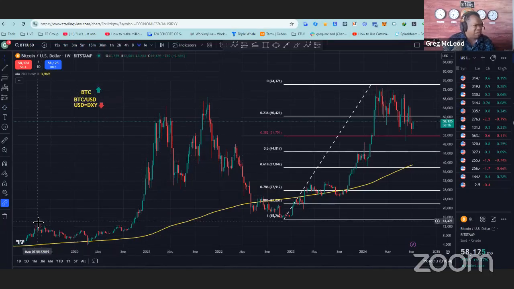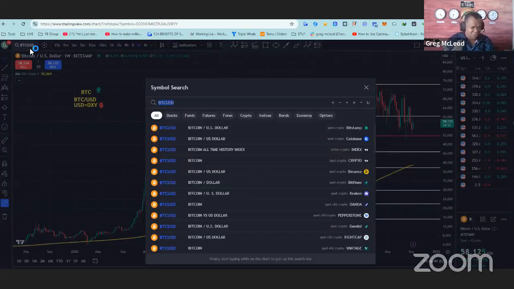Because when you're buying BTC USD on a trading platform, you are selling dollars. You're going short dollar and then long Bitcoin, right? So that's what you're doing, right? I think my EUR USD should be up, right?